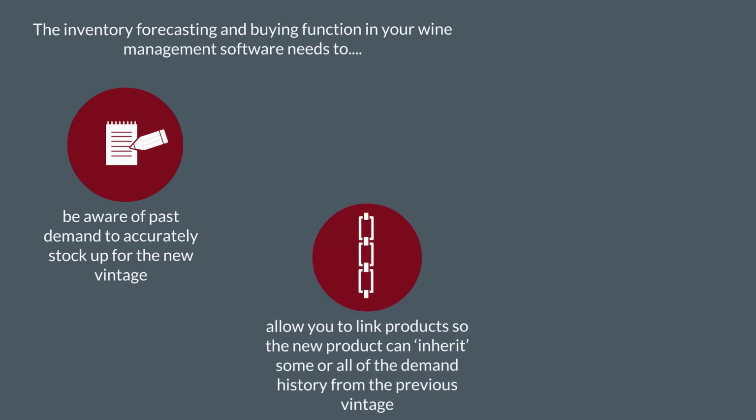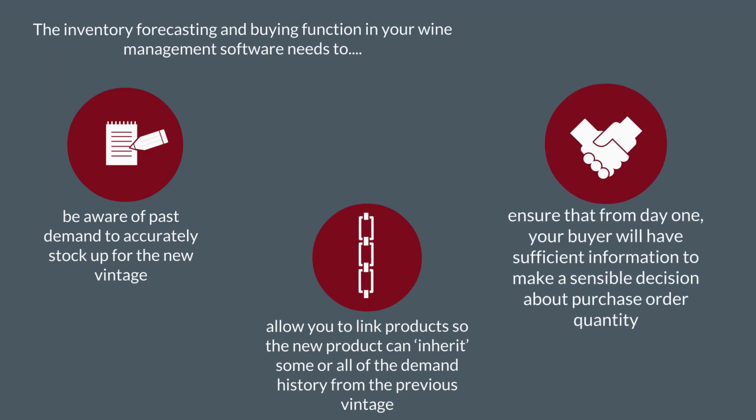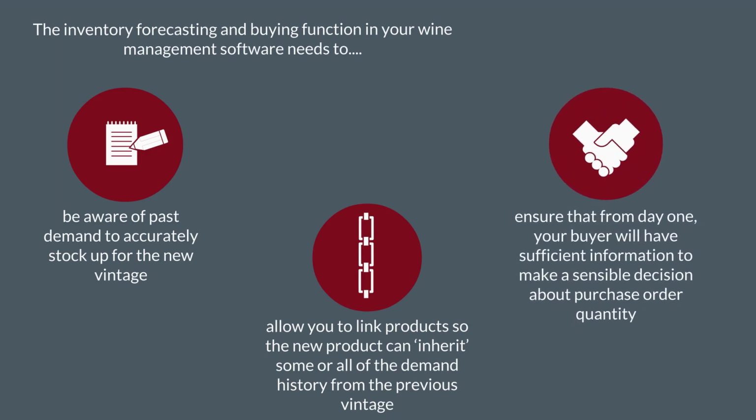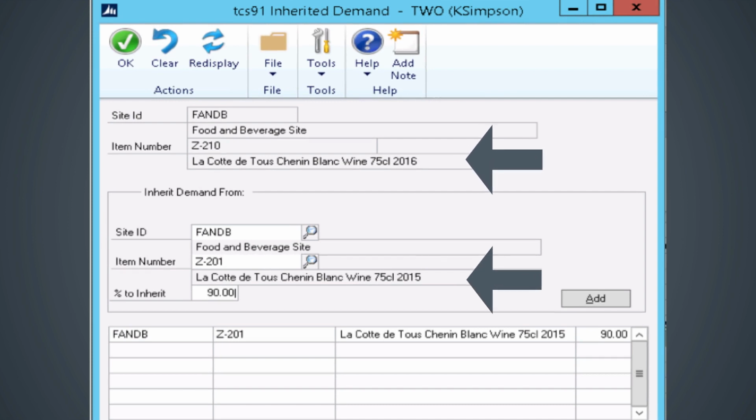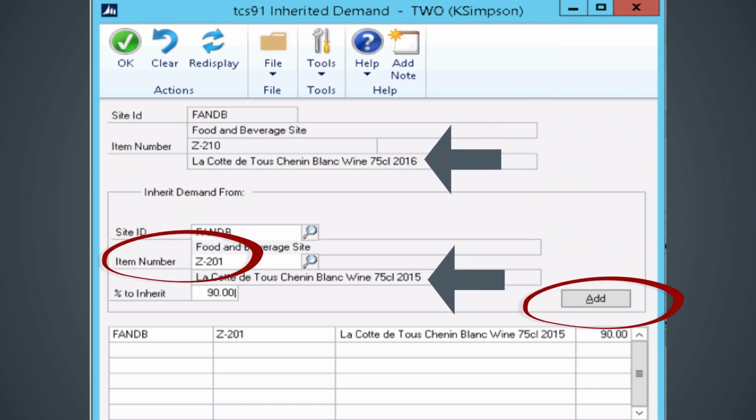Dynavistics allows you to link the products so the new product can inherit some or all of the demand history from the previous vintage. This ensures that from day one your buyer will have sufficient information to make a sensible decision about the purchase order quantity. In this example, the 2016 inherits 90% of the 2015 vintage's demand.